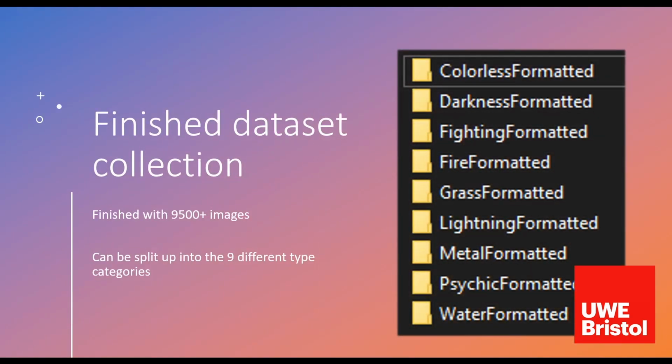So I finished my dataset collection, which ended up having over 9,500 images, so plenty of images for my machine learning algorithm to start learning from and being able to predict what type the Pokemon is going to be for each of the different types in the card game. These have been split up into 9 different categories, and they're all in nice folders ready for testing.